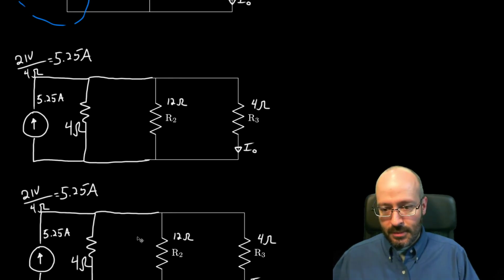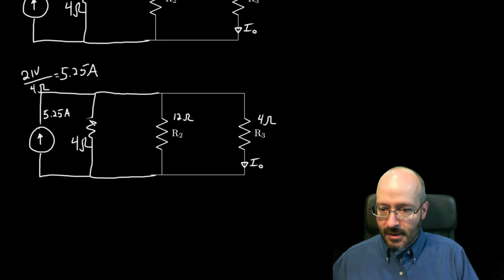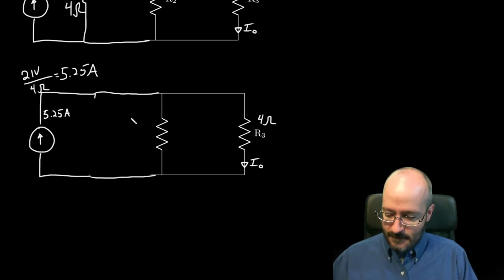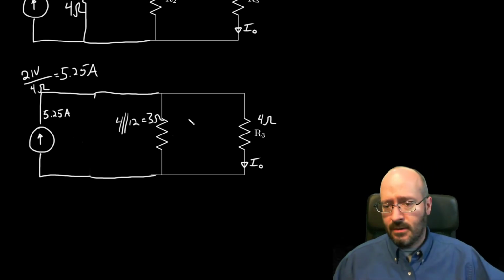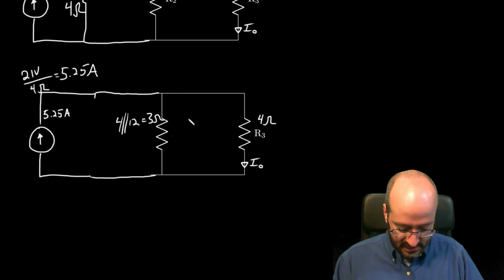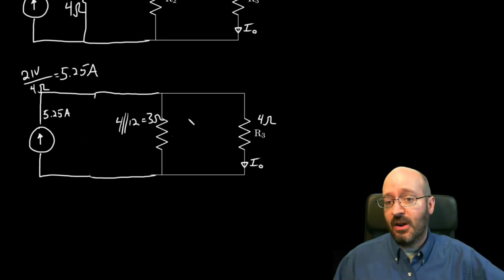Okay, so we redraw it again. And I'm going to combine these two. They're in parallel, so this is going to be 4 in parallel with 12. Let's keep the nice one, right? It's no longer R2. But it's going to be 4 in parallel with 12, and that's equal to 3 ohms. Okay, so we're getting there. At this point, hey, look, it's a current divider. You could go ahead and apply the current divider if you wanted to, if you're comfortable with that.